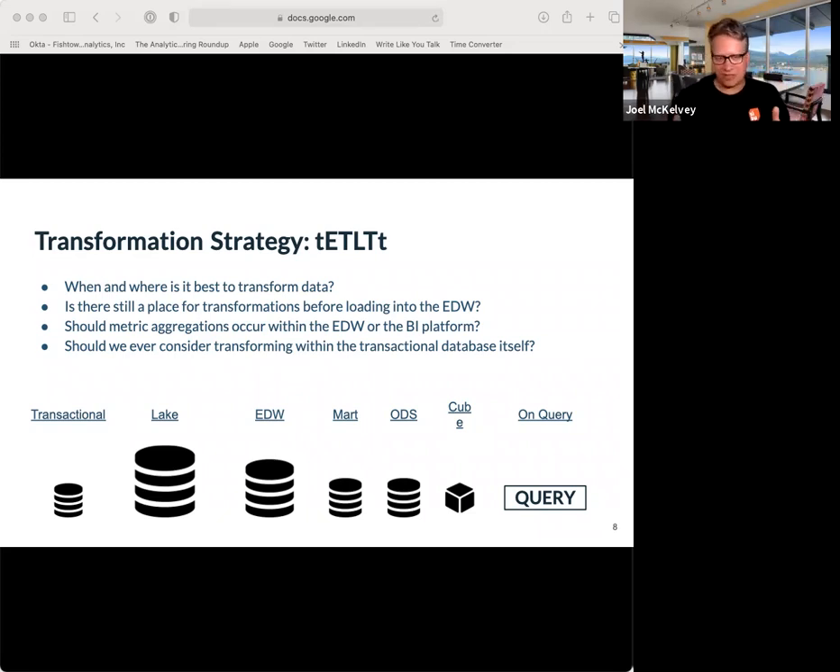So I think it's really important to think that when you're transforming at a transactional layer, it's not maybe what we think of traditionally as transformation. We're not doing aggregation. We're deliberately trying to not reduce granularity so that it moves into the lake.